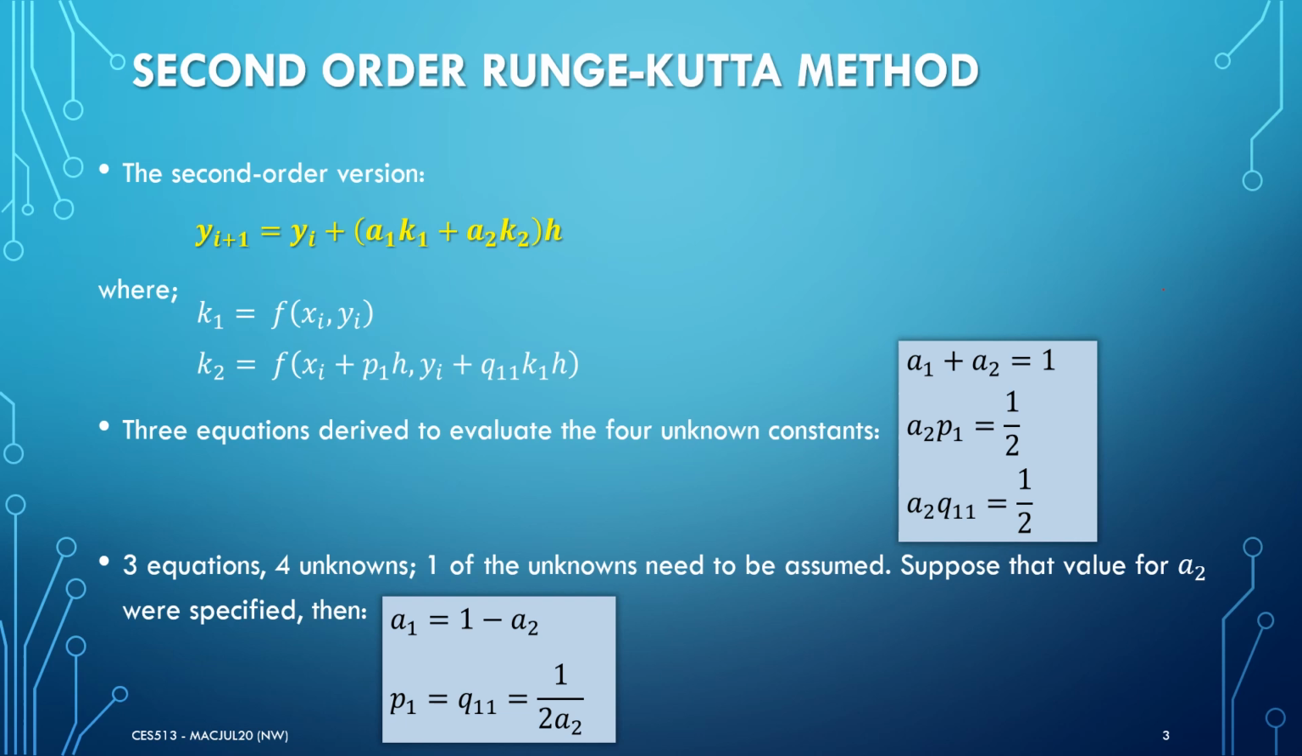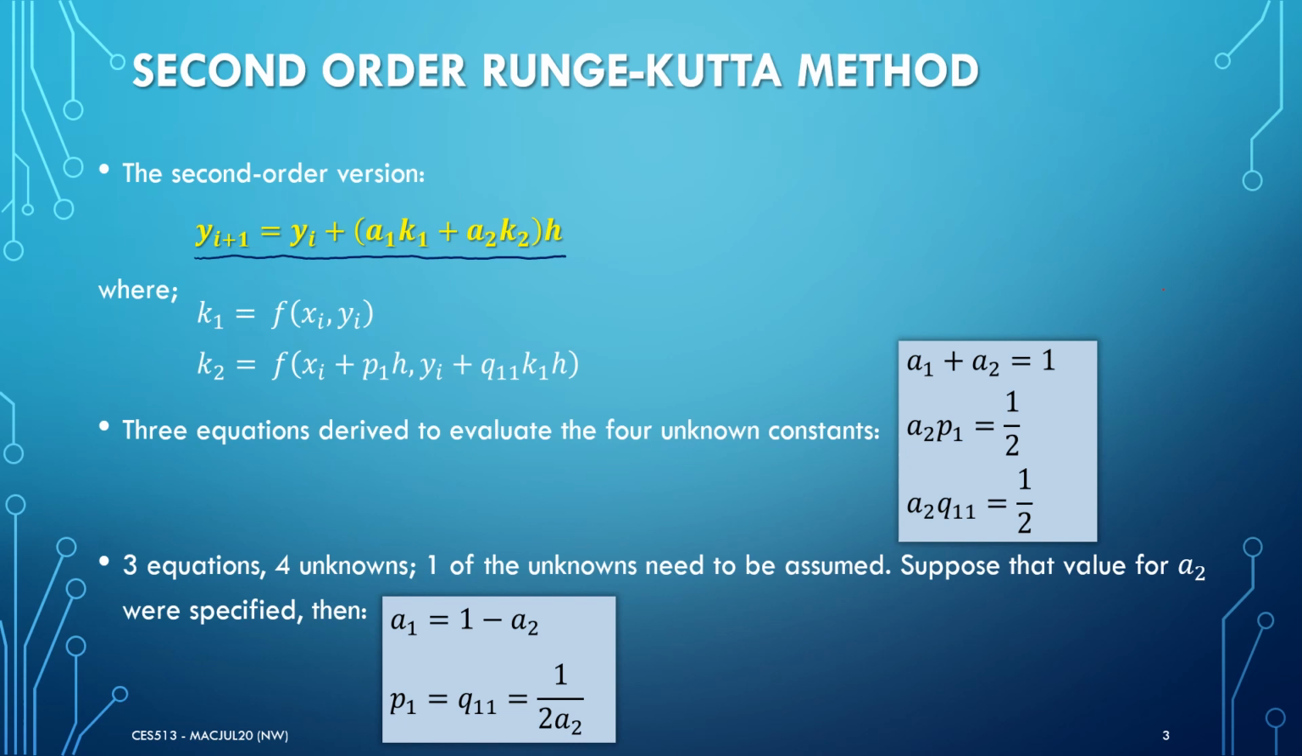For the second order version, the general form of the equation is y_{i+1} equal to y_i plus, in bracket, a1 k1 plus a2 k2, multiplied by h, where h is the size of the step. Here k1 is a function of x_i and y_i, and k2 is a function of x_i plus p1 h and y_i plus q11 k1 h.